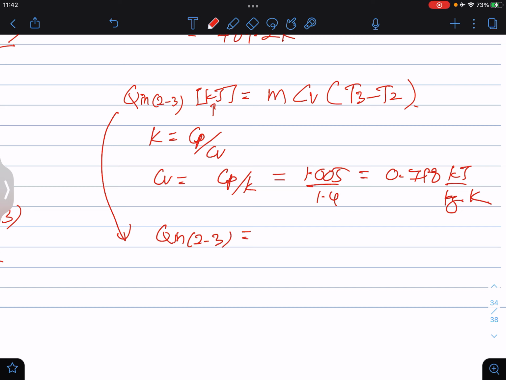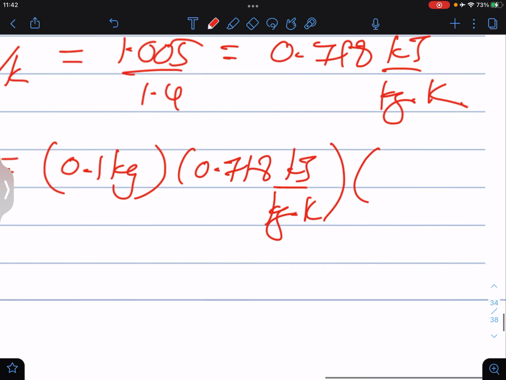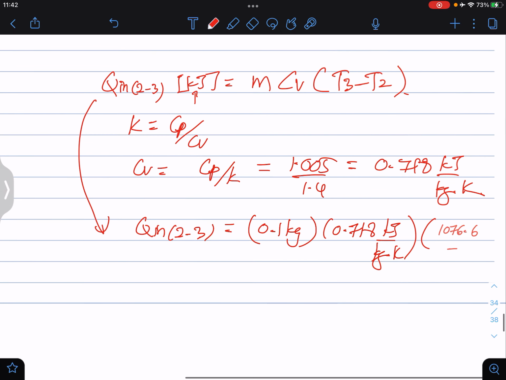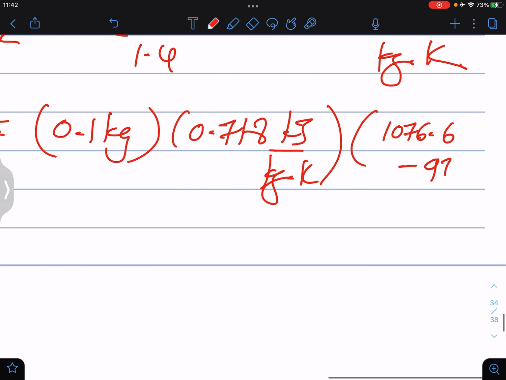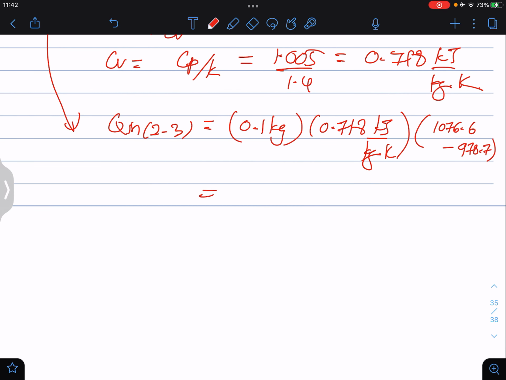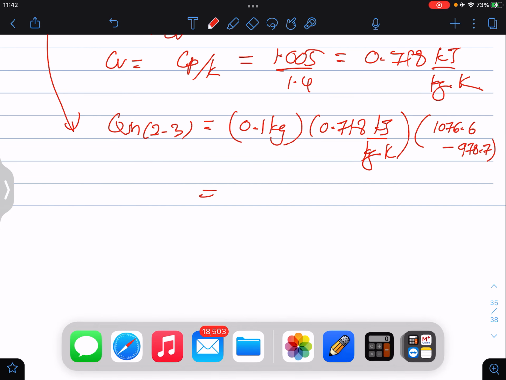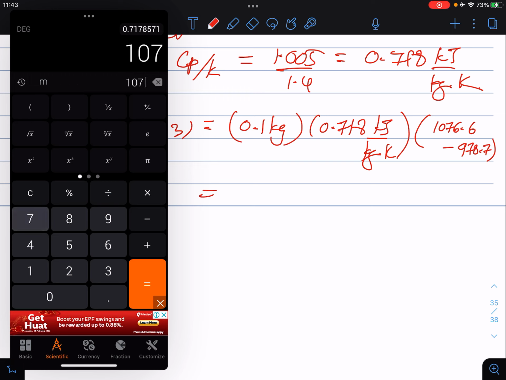Just replace back here your Q in from 2 to 3 equal to mass 0.1 kg. Put the unit here so that you are clear. Cv is 0.718, T3 is 1076.6 minus T2, which is 978.7. Then again on the calculator: 1076.6 minus 978.7, multiply with your Cv 0.718, multiply with 0.1, and you get 7.029 kilojoule.